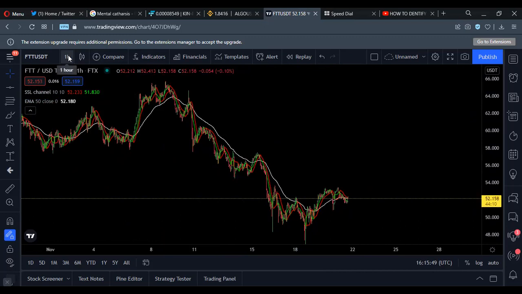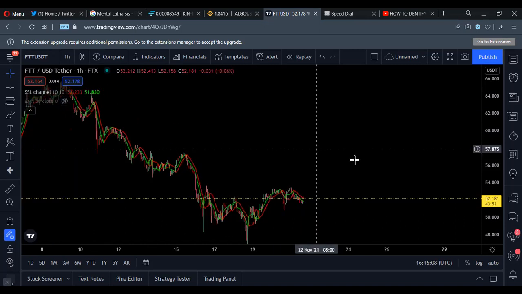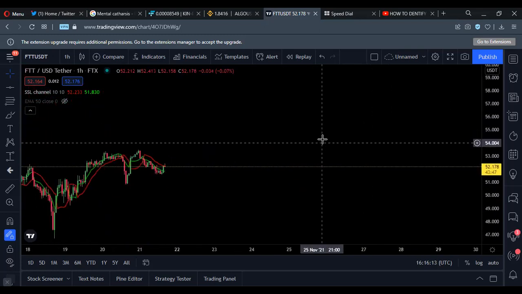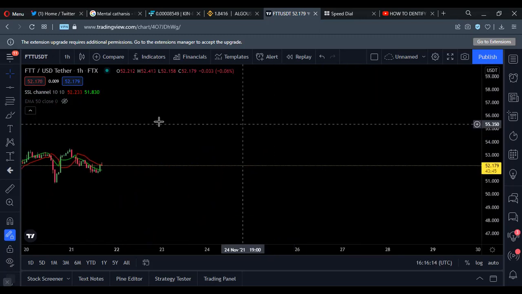If we switch to 1 hour, we'll be using the SSL channel for the 1 hour, because right now we are on the 1 hour chart. So since we are using the SSL channel, we have to switch off this EMA, just turn it off here. Okay, SSL channel.